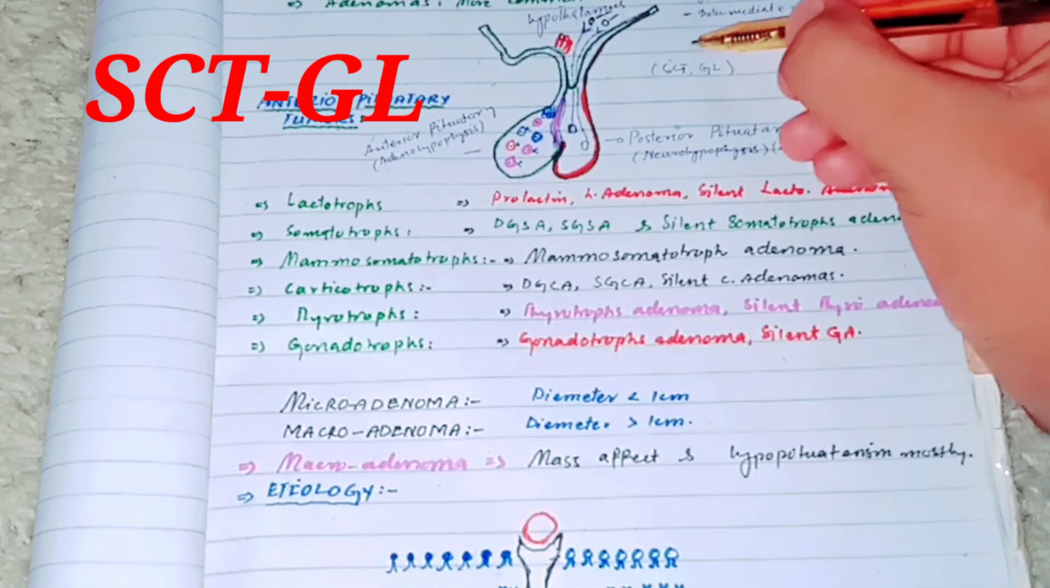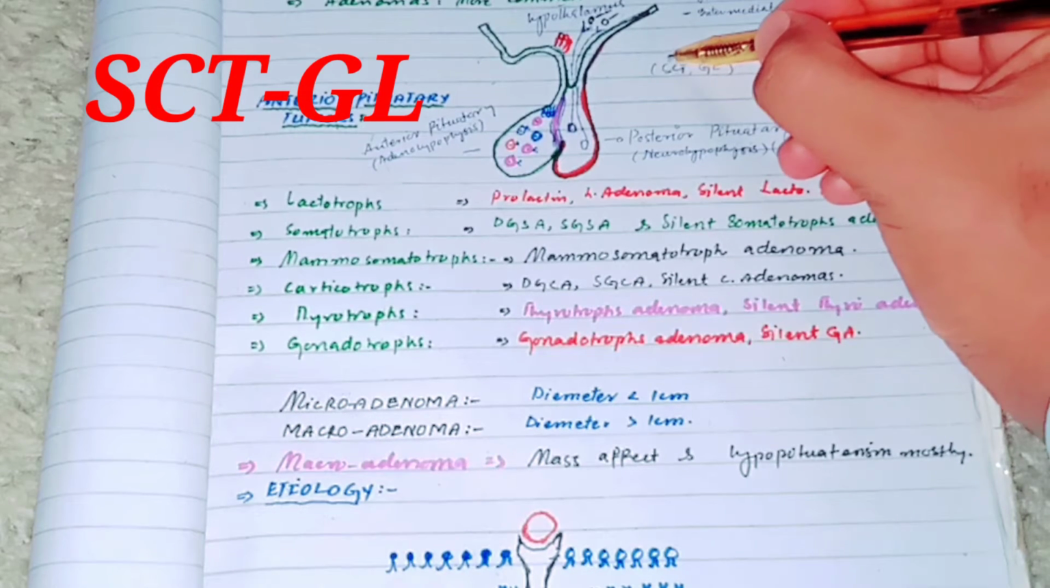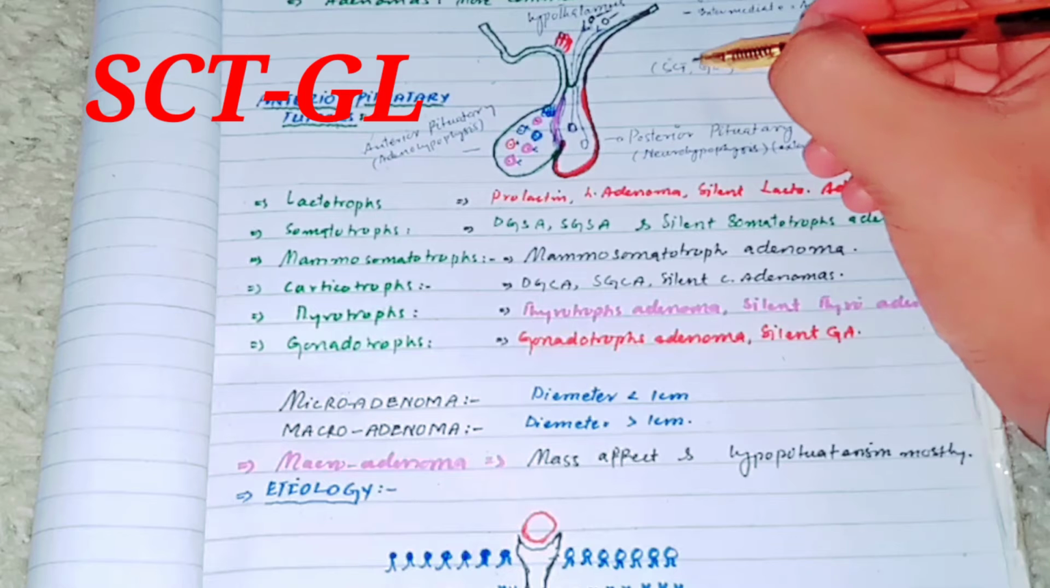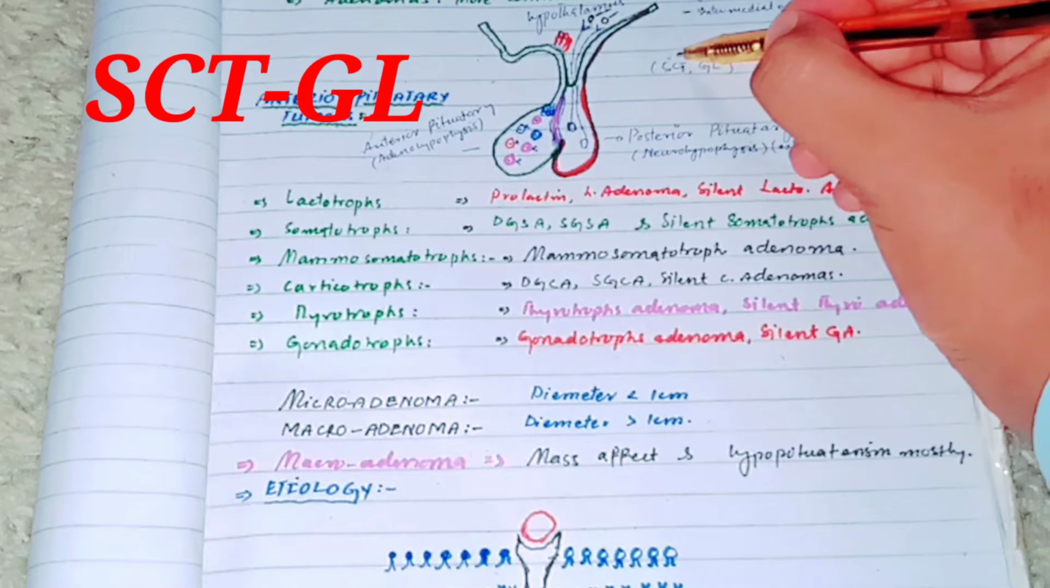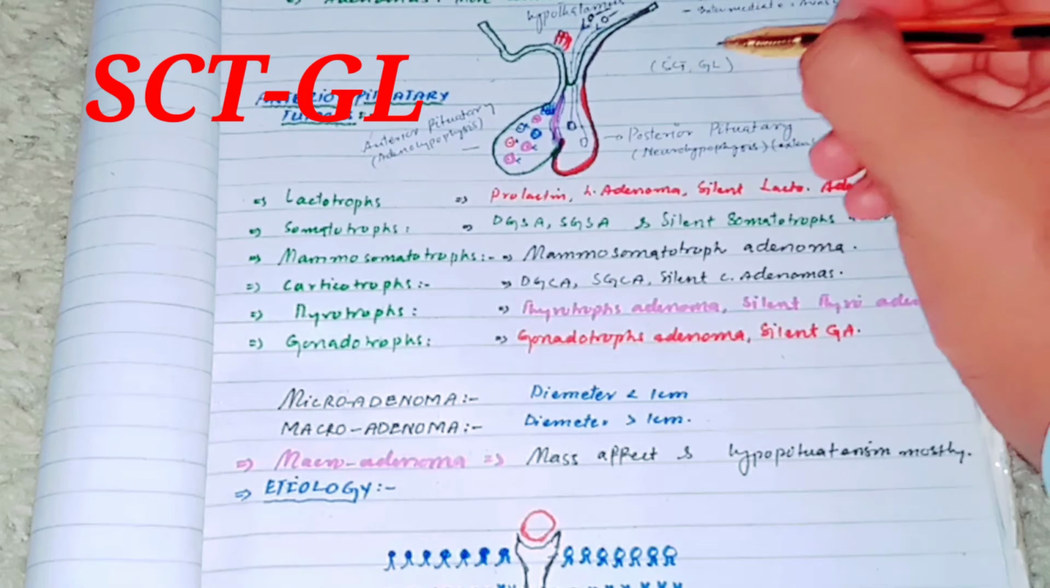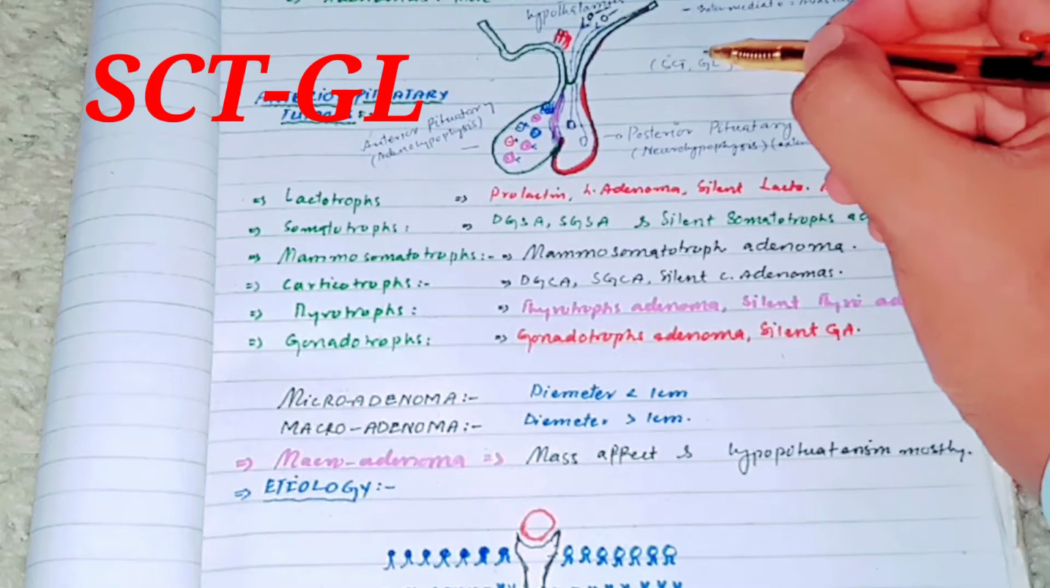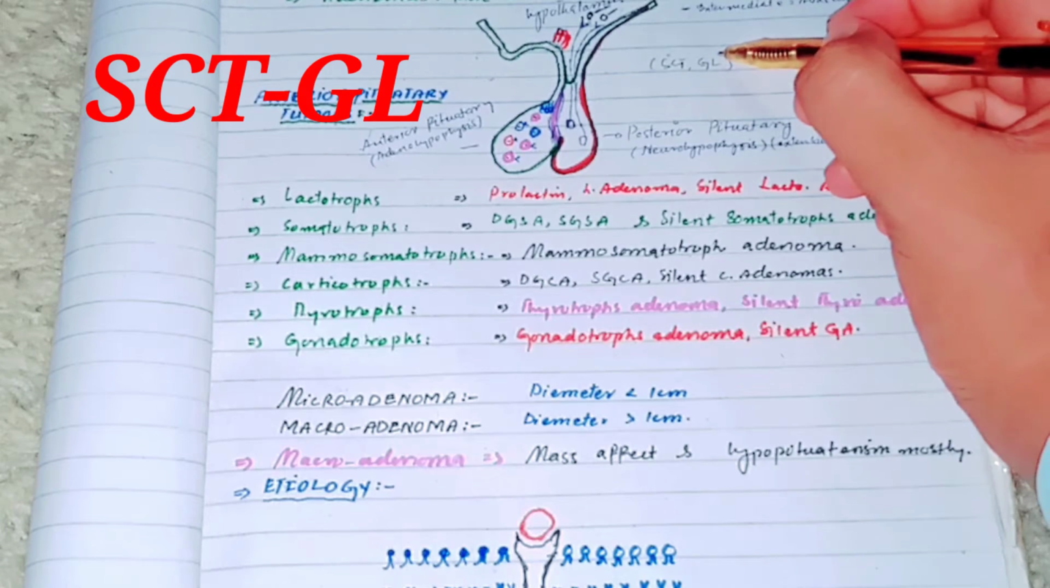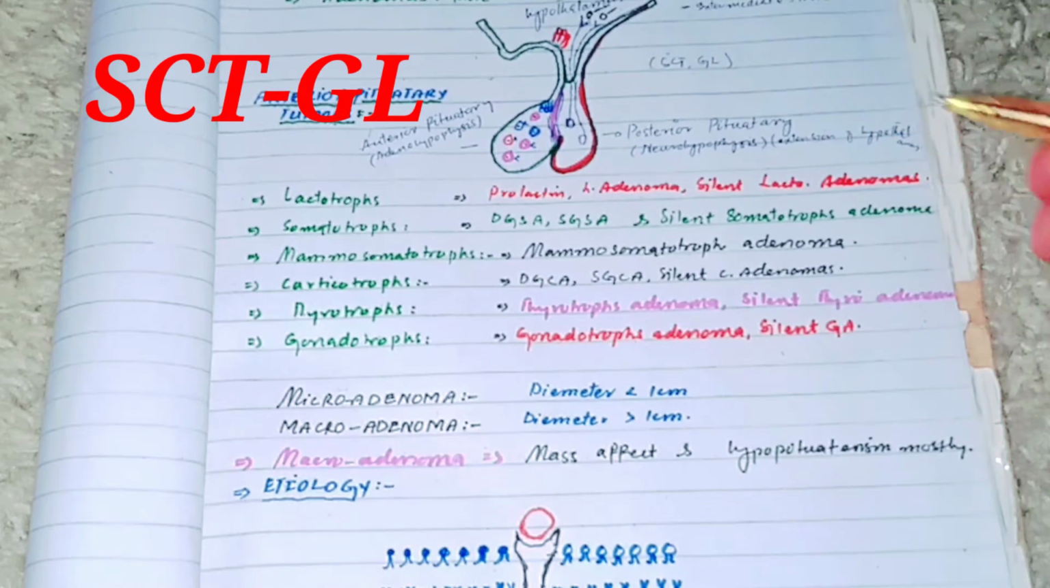So these cells produce hormones. Somatotrops produce the growth hormone, corticotrops produce ACTH, and thyrotrops produce TSH, or thyroid stimulating hormone. Gonadotrops produce FSH and LH, and lactotrops produce prolactin.